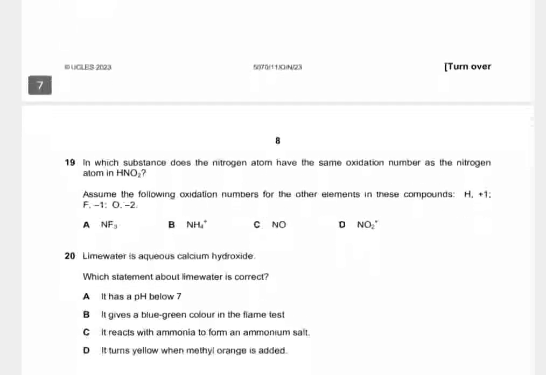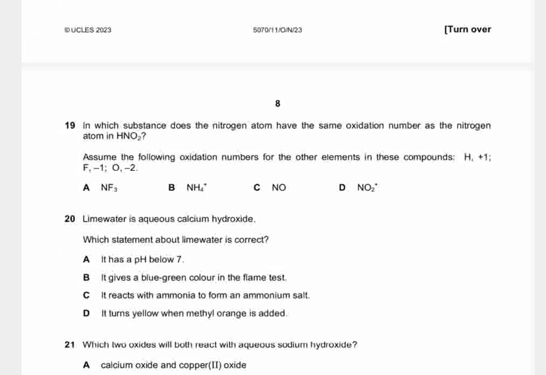Then the next question, in which substance does the nitrogen atom have the same oxidation number as the nitrogen atom in HNO2? So here we have nitrogen with oxygen -2, -4, +1, +3. So here we have nitrogen with +3, and the other one we have is option A, fluoride -3, so nitrogen +3. So option A is the correct one.